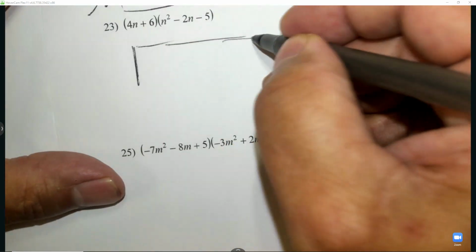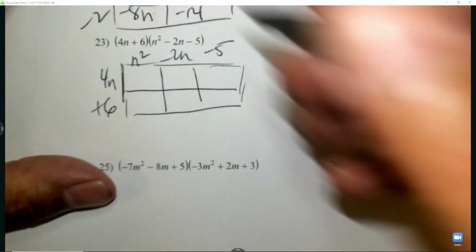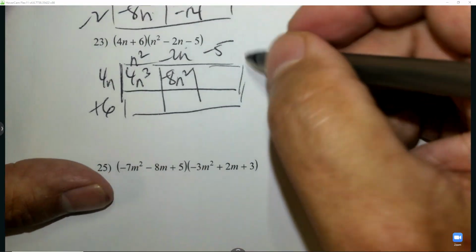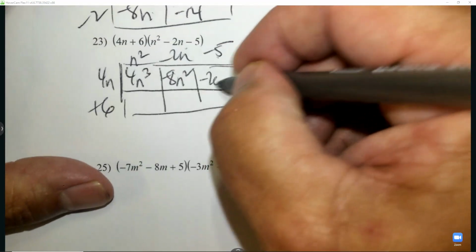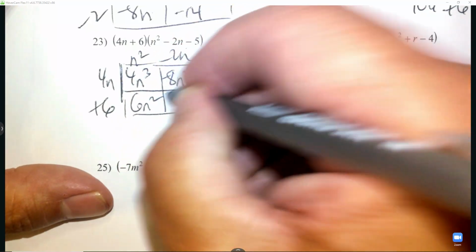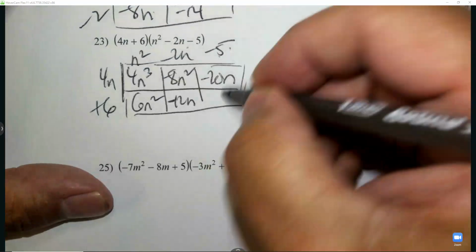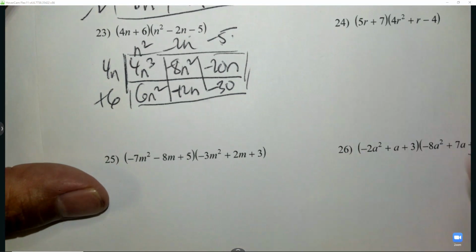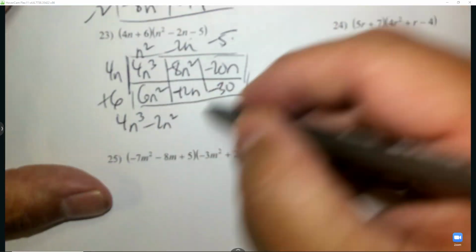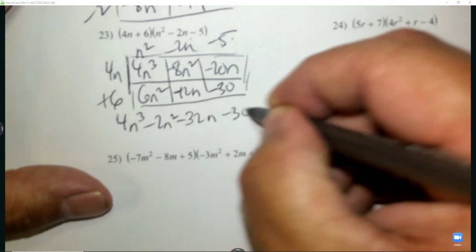Again, we're going to do this. So set it up. Then we're going to multiply it out. So 4, and then add the exponents. 4 times negative 2, add the exponents. 4 times negative 5 with n. 6, that's negative 12, and that's negative 30. So putting it together, I got 4n cubed minus 2n squared, negative 32n, and negative 30.